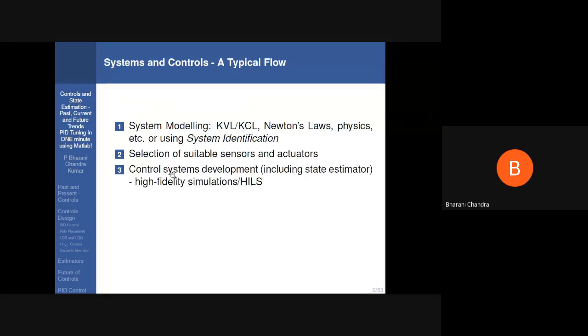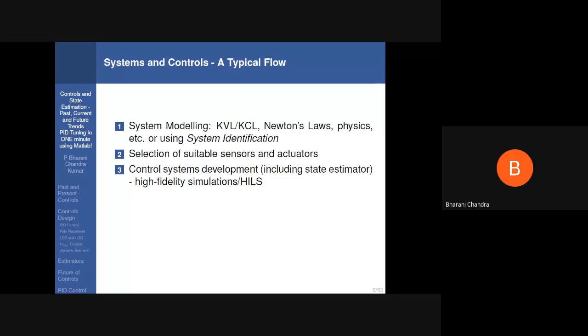And the next thing is control system development. In the control system development, I say that it is combined, including the state estimator. So when I say control system design, by default, it has the state estimation mechanism in it. I will start with a very simple linear model, and then slowly I will try to understand the system's behavior, and I will try to correlate it with the realistic behavior of the system.